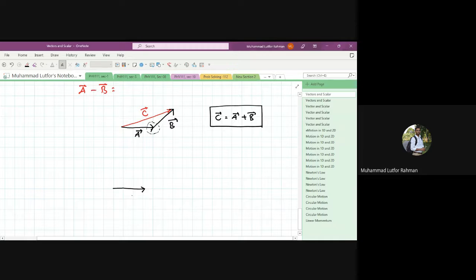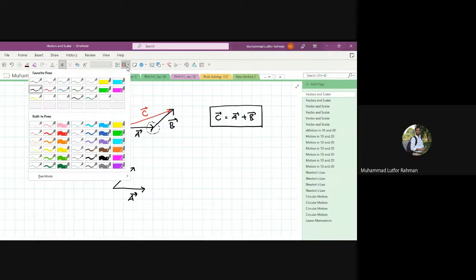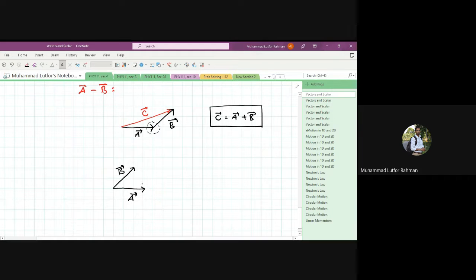Now, say I have a situation like that, a vector A in that way, and another vector B, which is a tail to tail connection. I want to find out what would be the resultant vector. Remember, probably you know that if you have two vectors with equal magnitude, the resultant must go in between these two vectors, right?